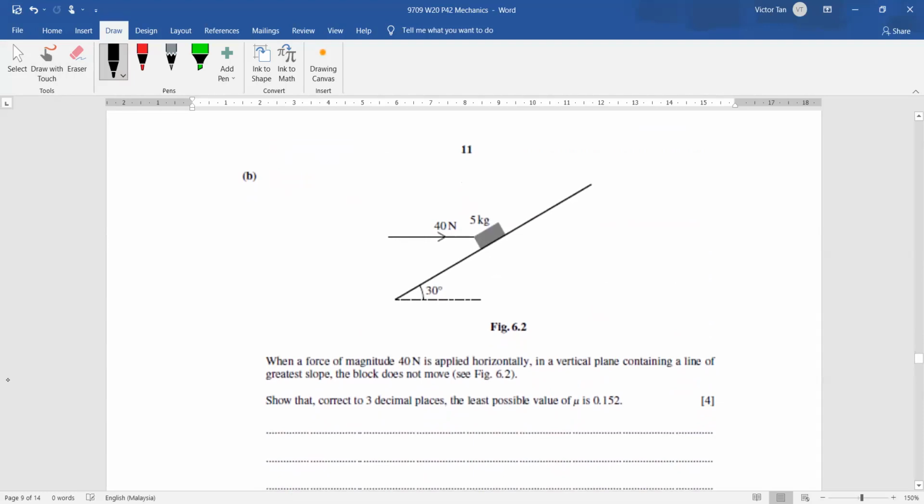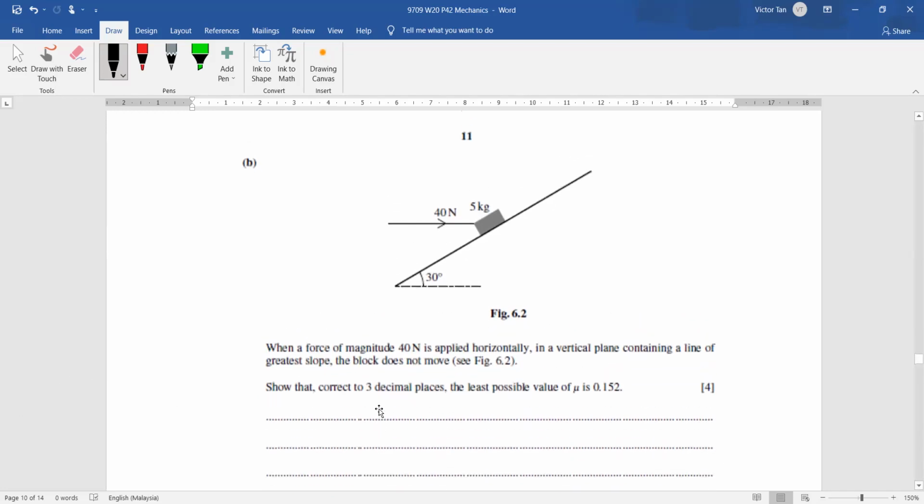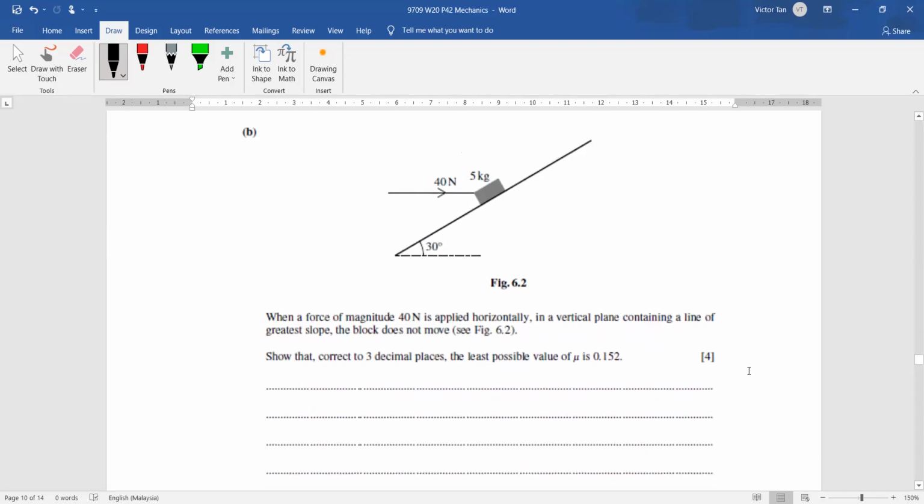And the force of 40 Newton is applied horizontally in the vertical plane containing a line of greatest slope. The block does not move. Show that the least possible value of mu is 0.152. So this one, F, limiting friction, is smaller than mu R friction. F is the same. This is 50. R.